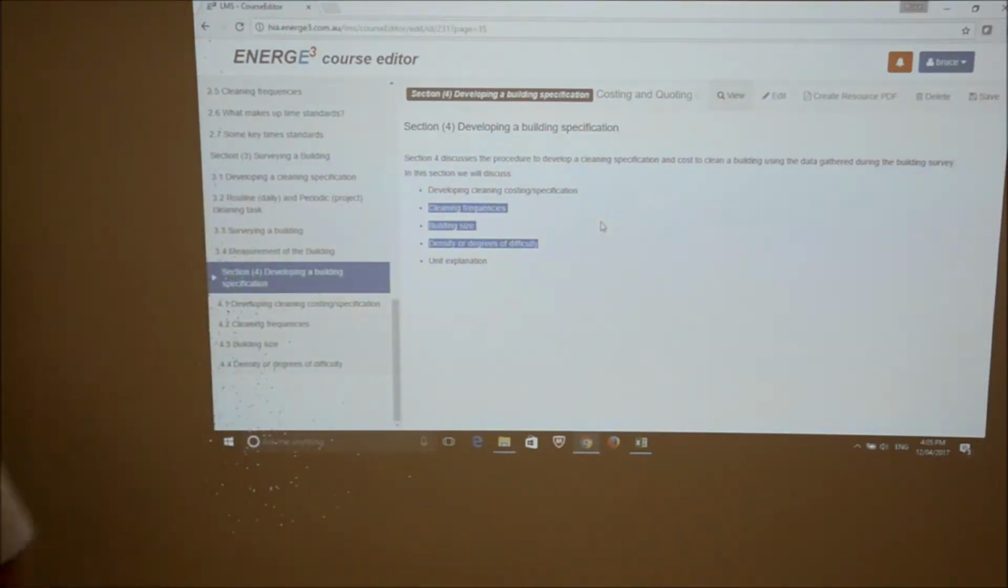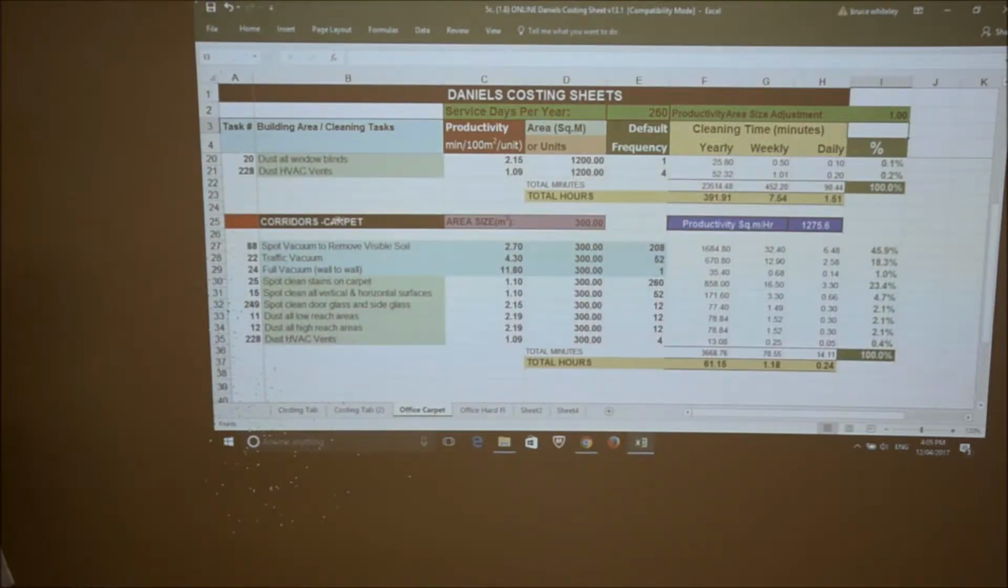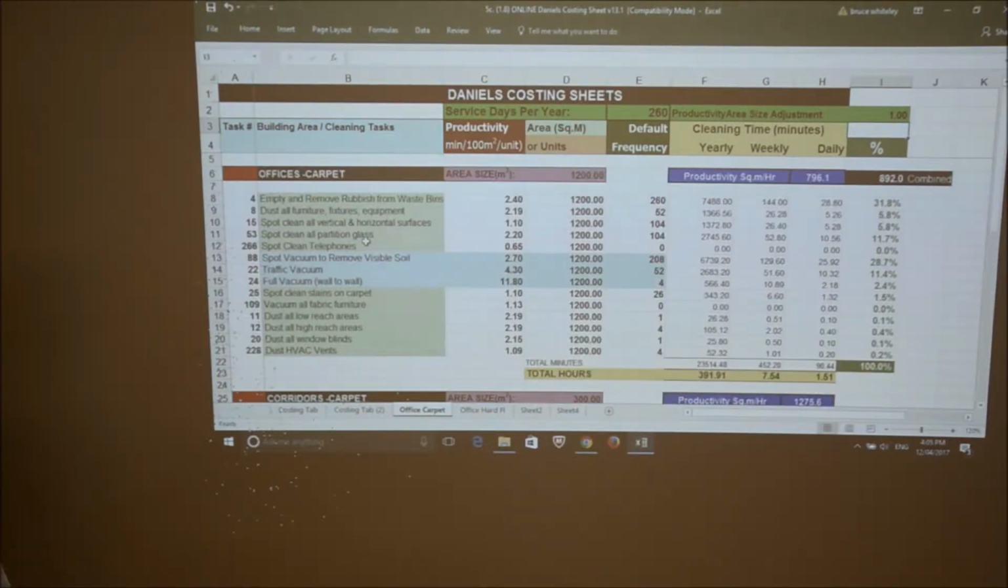Okay, now let's have a look at the workload. I have two examples to introduce you to. One is a carpeted office. The other one is a carpeted corridor.